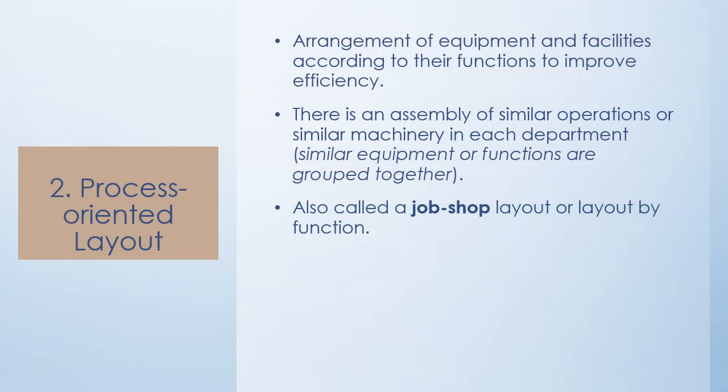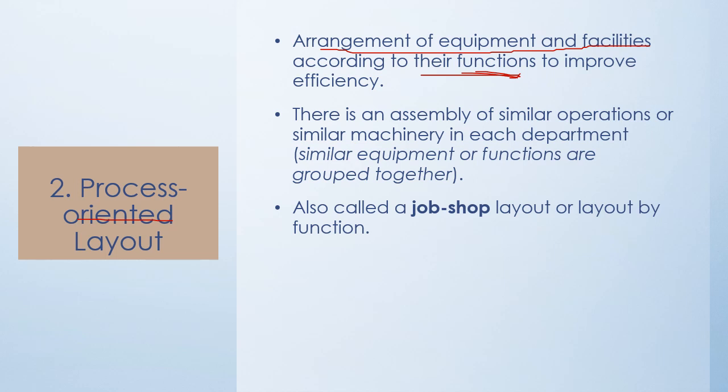Okay, next layout is process-oriented layout or process layout. The definition given here is the arrangement of equipment and facilities according to their functions to improve efficiency. So arrangement of equipment and facilities according to function, not in assembly line. So that is the difference. Tadi product layout is where the facilities are arranged in an assembly line. So process layout is where facilities are arranged by their functions.